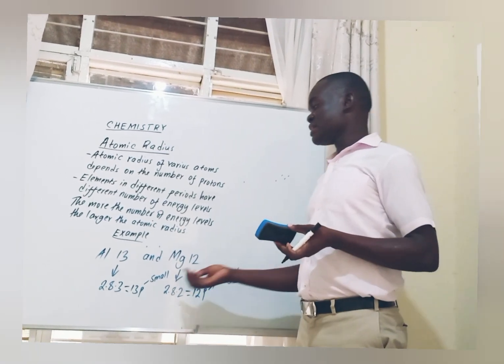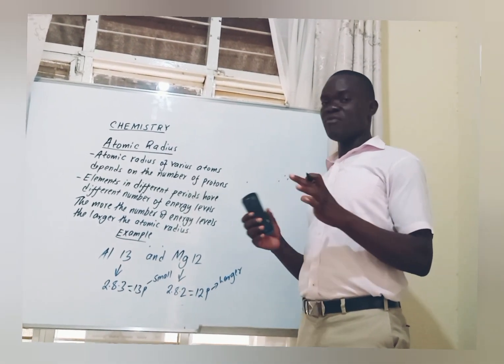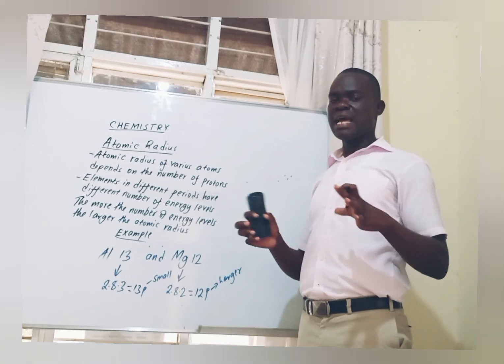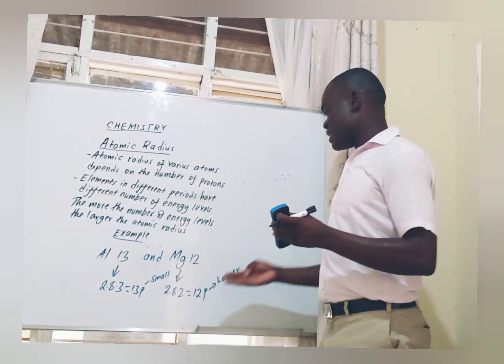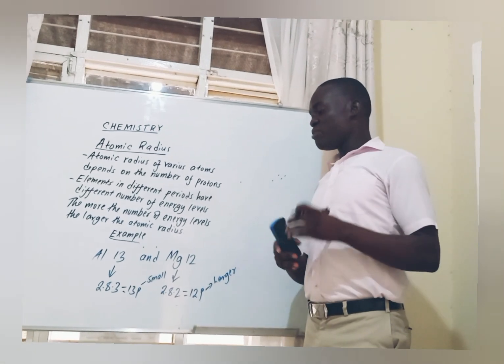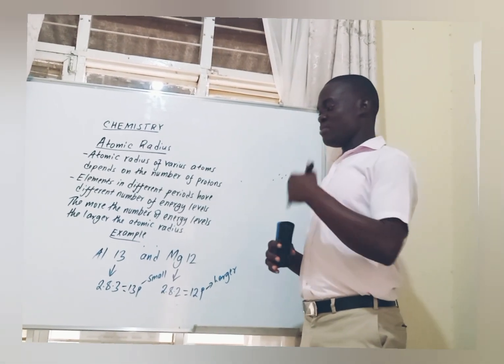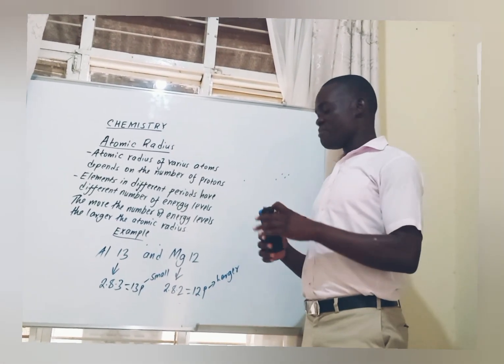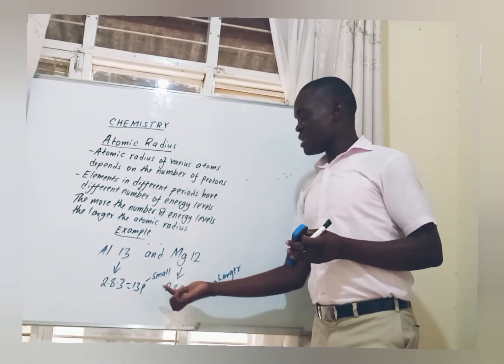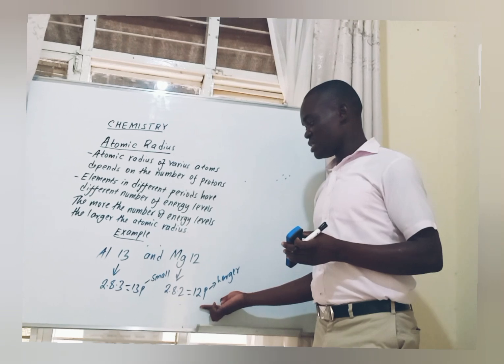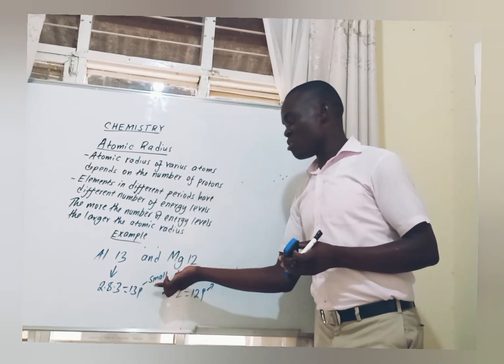This increases the effective nuclear force of attraction on the energy levels, so the atom tends to shrink and become smaller. When the protons are fewer, the nuclear force of attraction is weaker compared to the other one, so the atom remains larger. So when the atoms are in the same period, we just count the number of protons. The one with more protons is smaller.